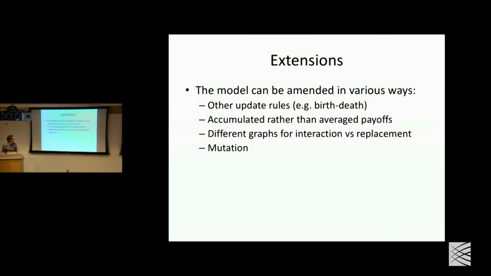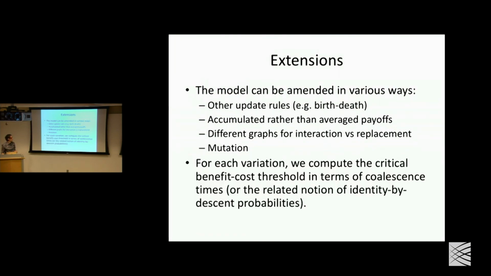We can also amend the model by looking at different update rules. We can look at accumulated payoffs. That means you just add the payoff from each neighbor instead of averaging. We can suppose that maybe interaction happens on one graph and replacement happens on a different graph. That's also a reasonable extension. And we can also look at non-zero mutation. So in the paper, we have results for all these extensions. Basically, they all come down to different expressions involving coalescence times. For mutation, instead of coalescence times, we need something called identity by descent probabilities, which is a closely related concept.